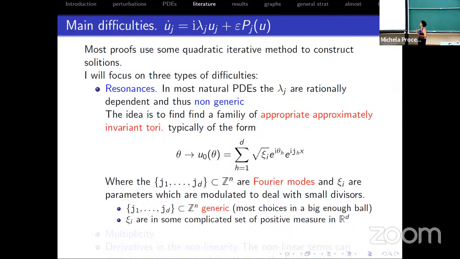And this is the kind of tip. So this is what you would like to do, and it becomes harder and harder in more complicated models.